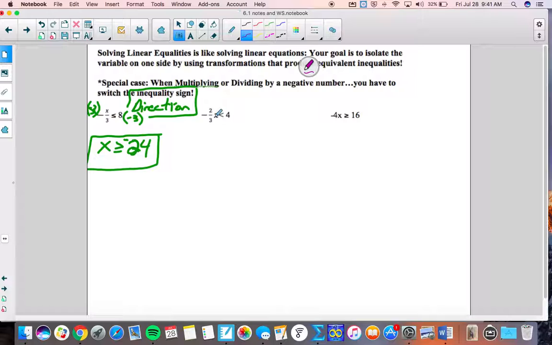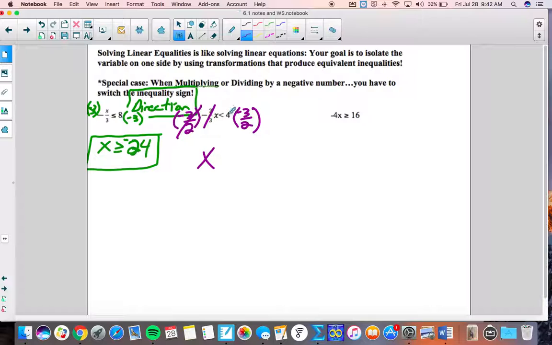Let's try this one. What's being done to x? It's being multiplied by a negative 2/3. So to undo that, we'll multiply by the reciprocal. We'll multiply by negative 3/2. So multiplying by the reciprocal undoes itself. And so we have x.